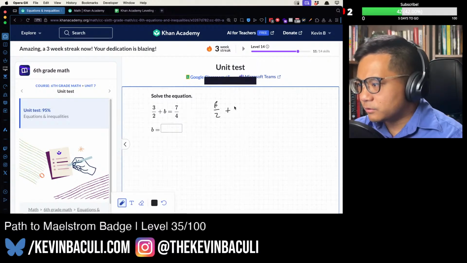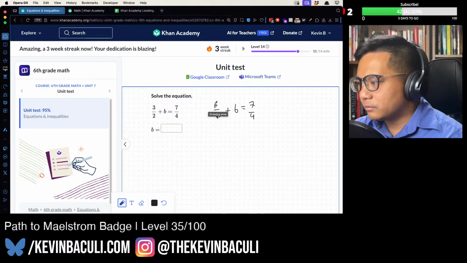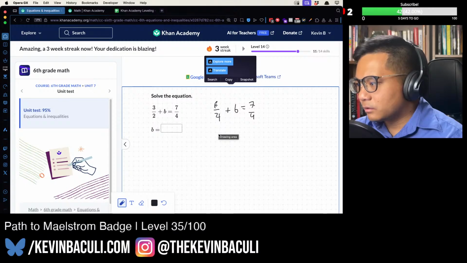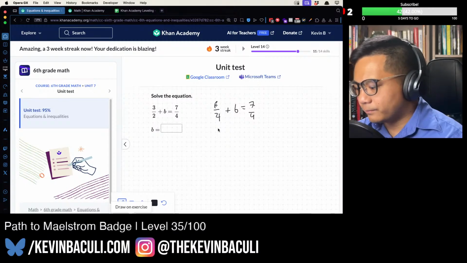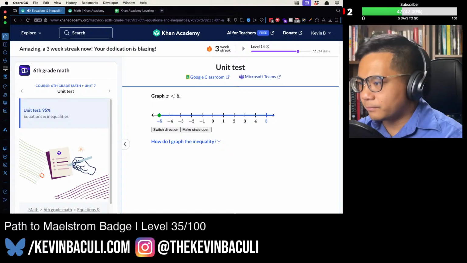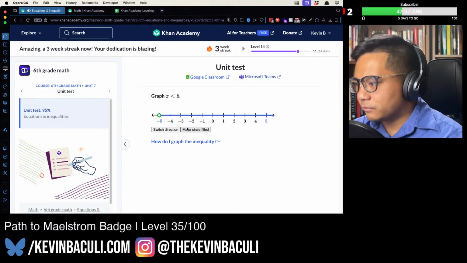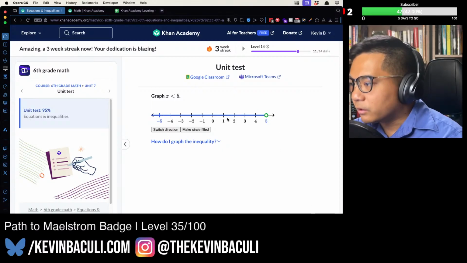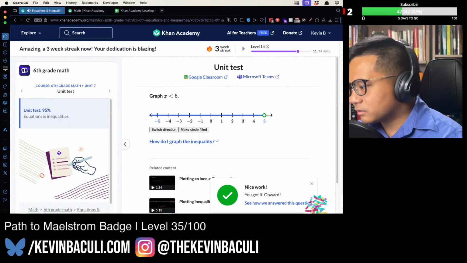6 halves plus b equals 7 over 4. 6 fourths. 1/4. Oh, x is less than 5, yes.